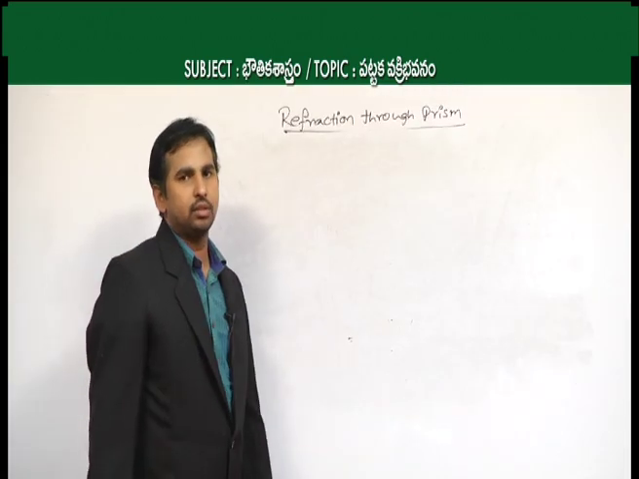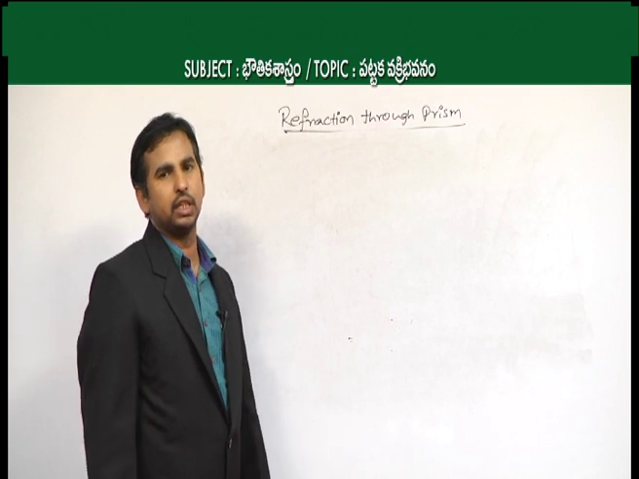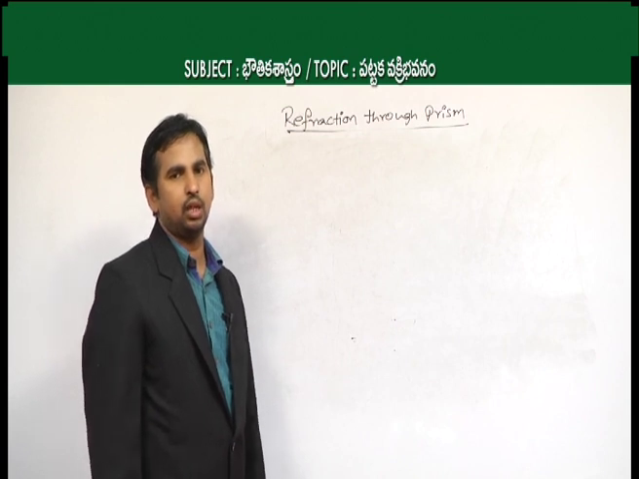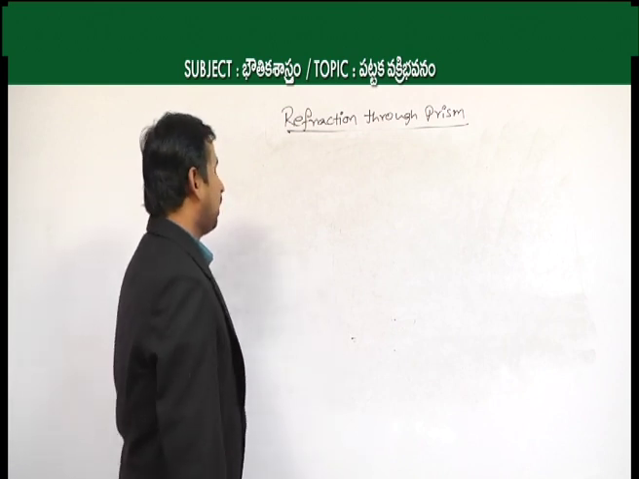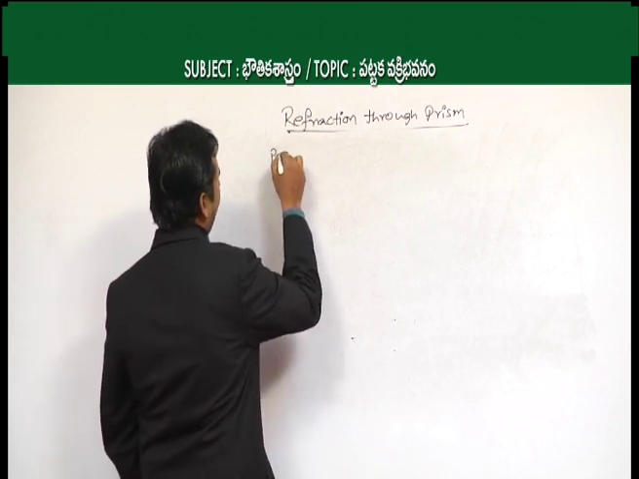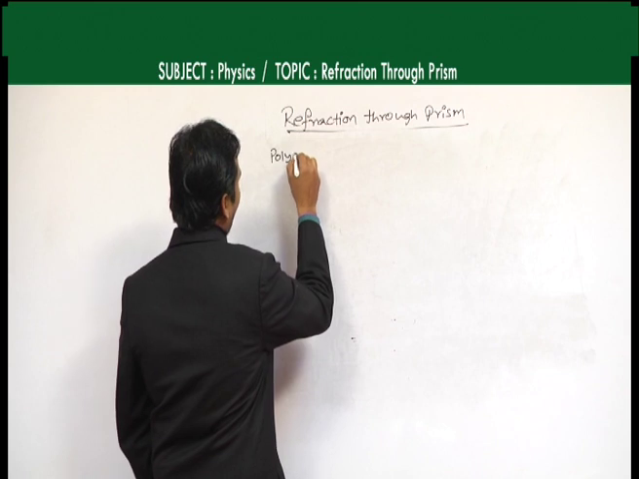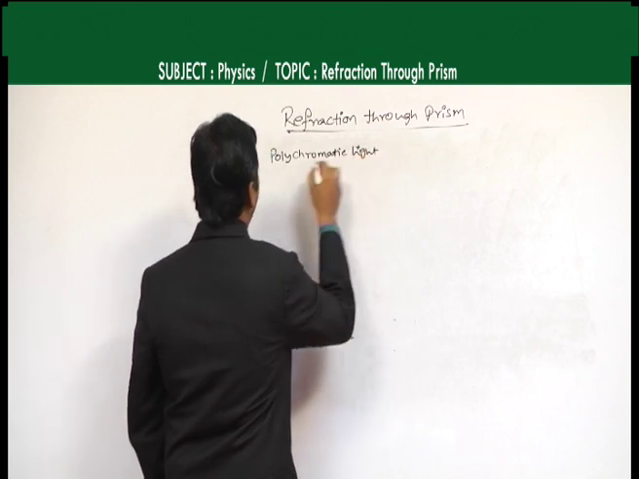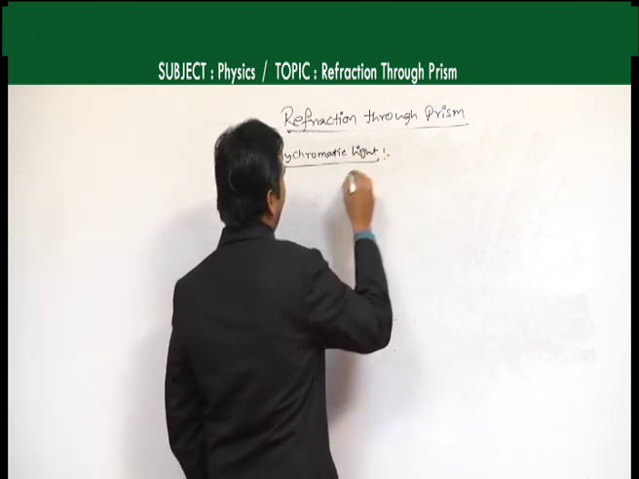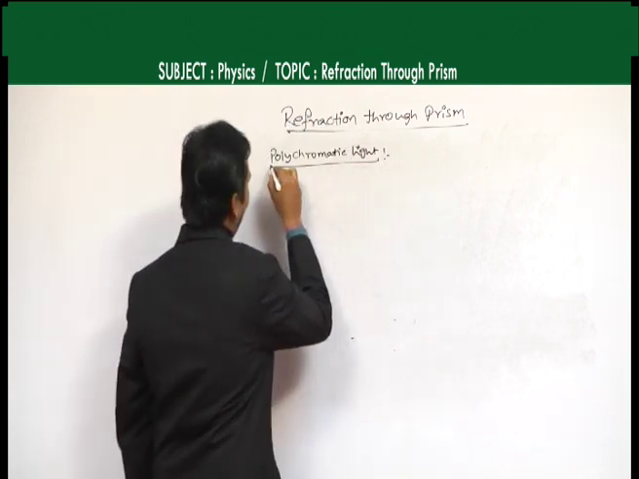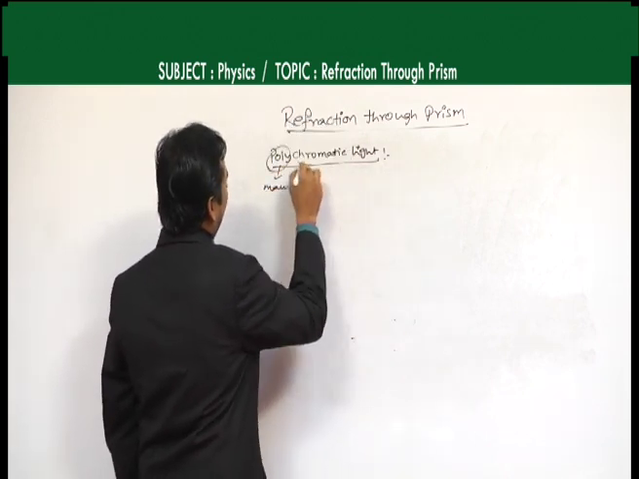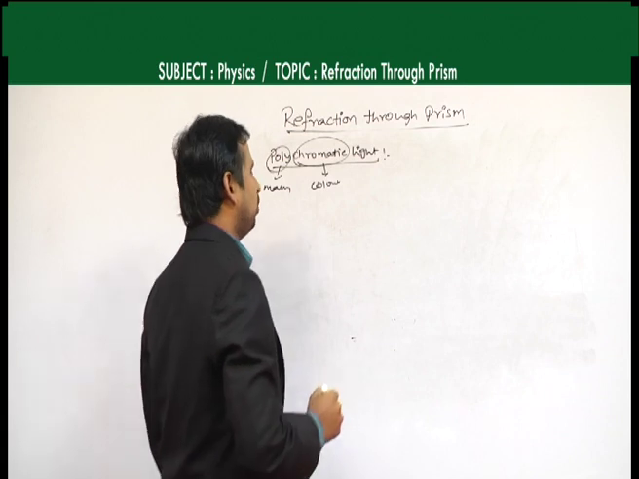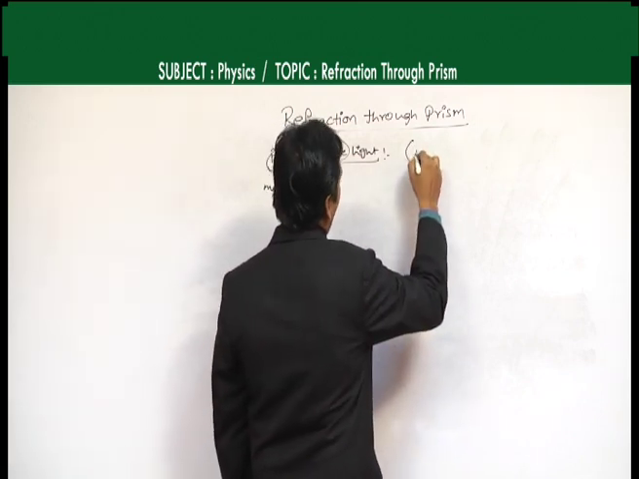Till now we have seen how refraction by the glass prism takes place for monochromatic light. Now we are seeing the refraction of the glass prism for polychromatic light. Polychromatic light means light having more than one wavelength. Poly means many, and chromatic means color or wavelength. So inside that light, many colored light rays are present, meaning many wavelengths.